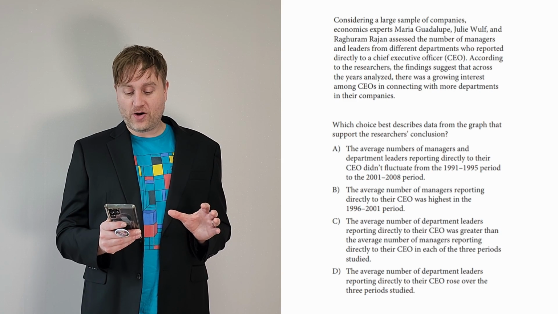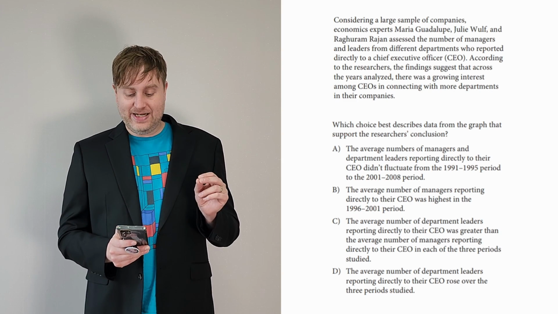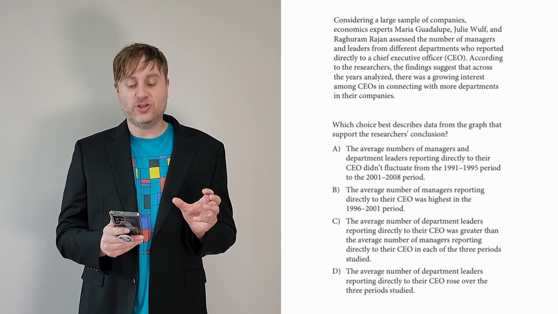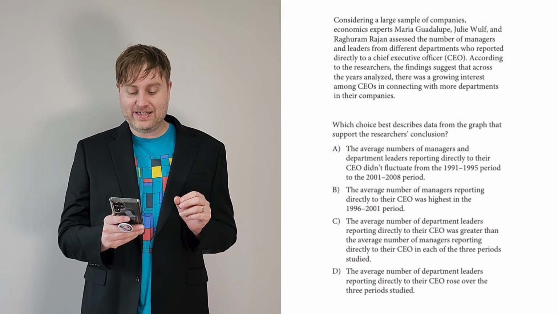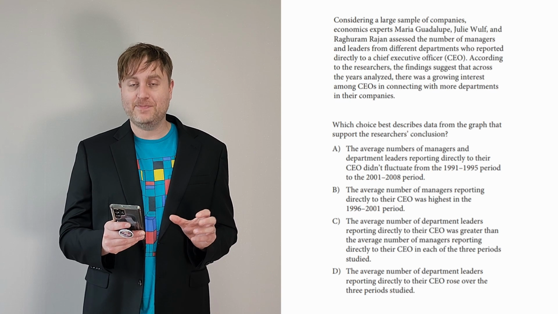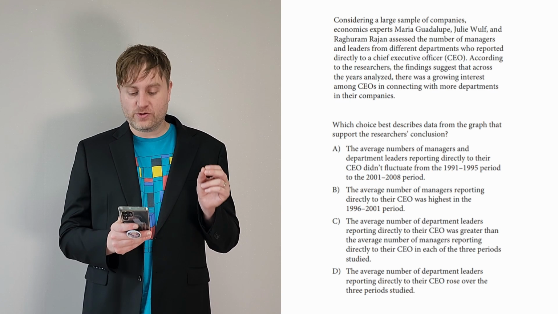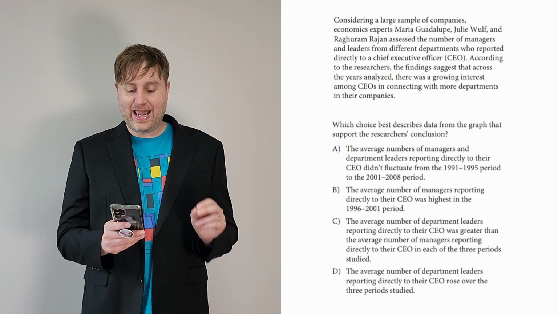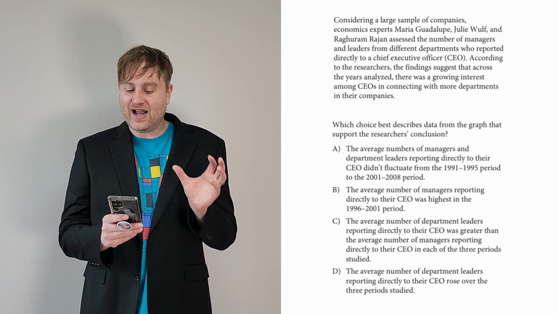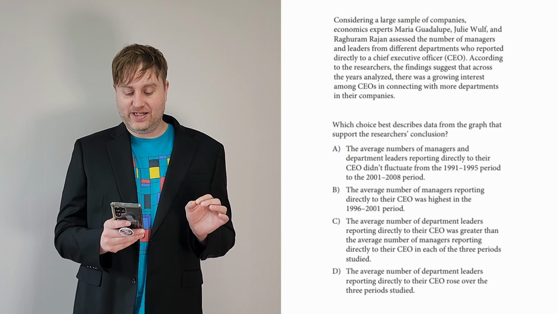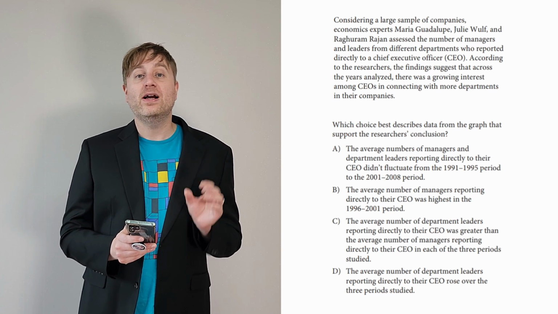Now, returning to our example, we know that we need to support the researcher's conclusion, which is that there's a growing interest among CEOs in connecting with more departments. Now, the word growing is a key one because it implies change over time. So the correct answer must show that, with time, there has been an increase in CEOs' interest in connecting with more departments. Now that we know what to look for, we're ready to move on to step 4.